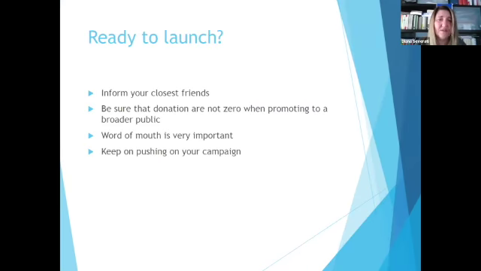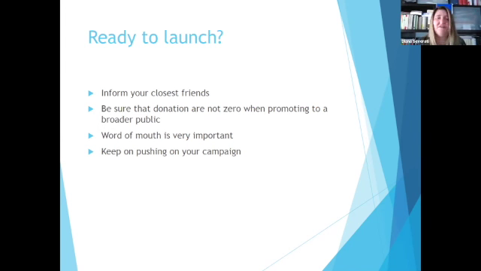So are you ready to launch? Inform your closest friends first. Before any events, any official presentation, your 2, 3, 5, 10 people have to be informed. And as soon as you click the publish button on the platform, those people have to be ready to contribute first, because when you start, you can't have zero. Be sure that donations are not zero when promoting to a broader public.